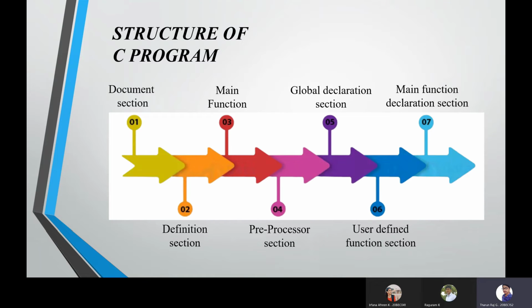As I said, we have learned the C programming language. To share the knowledge on it, first we have gone through the basics, that is the structure of the C program. It starts with the documentation section, second the definition section, then the preprocessor or link section, global declaration section, user defined function section, and at last the main function section.